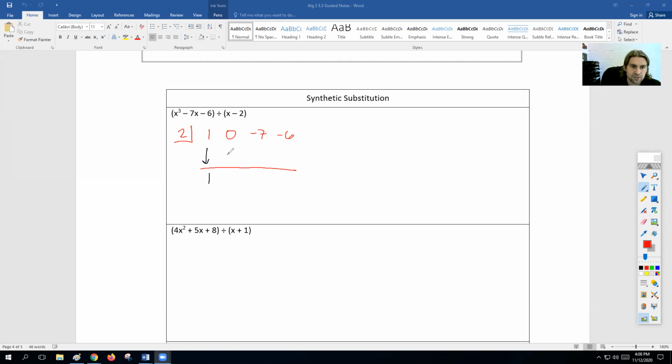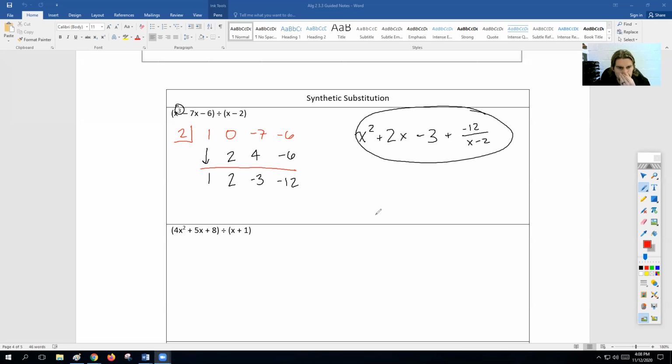1 times 2 is 2. Add them together, that's 2. 2 times 2 is 4. Add them together, that's negative 3. Negative 3 times 2 is negative 6. Ooh, close. Quite the opposite of what we actually wanted. Add them together, that is negative 12. So our answer, we started out with x cubed, so it is going to be 1x squared plus 2x minus 3, and then the remainder of negative 12 over x minus 2.